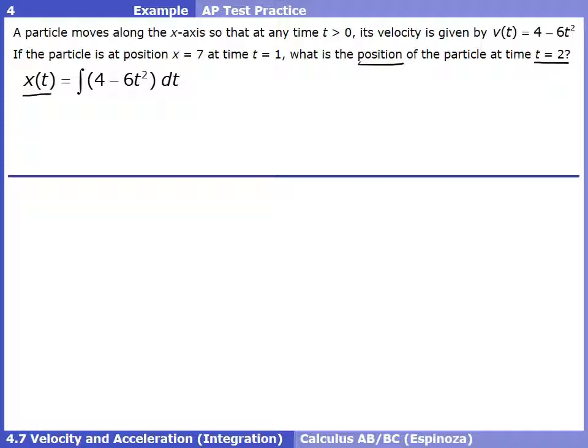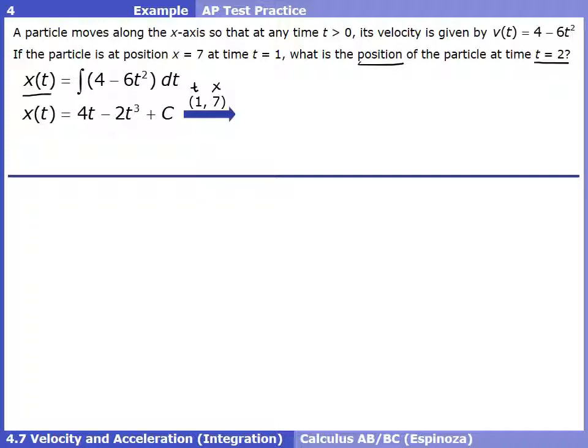This integral is very straightforward. The integral of 4 with respect to time is 4t. The integral of negative 6t squared, we would add 1 to the power, which is 3, and divide by 3, which would make that negative 2t cubed. And then don't forget the ever important plus c. So we almost have our position function. We have almost what we need, except we need to find our c value. And we have a point that we can use to find that c value. But be careful. You're used to a point being x comma y. In this case, when we're dealing with position and velocity and acceleration, we're dealing with points that are written in terms of t comma x.